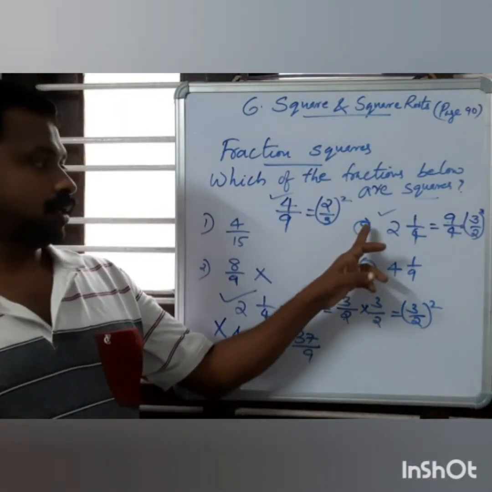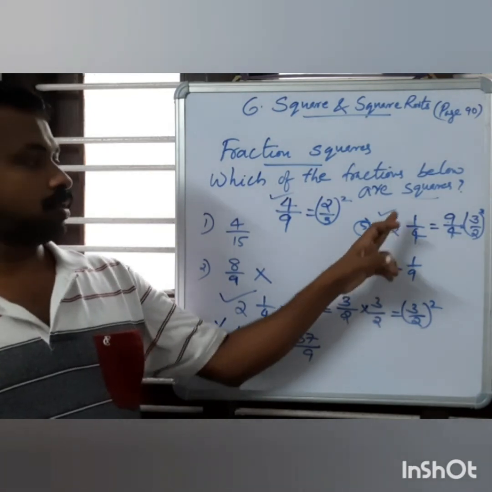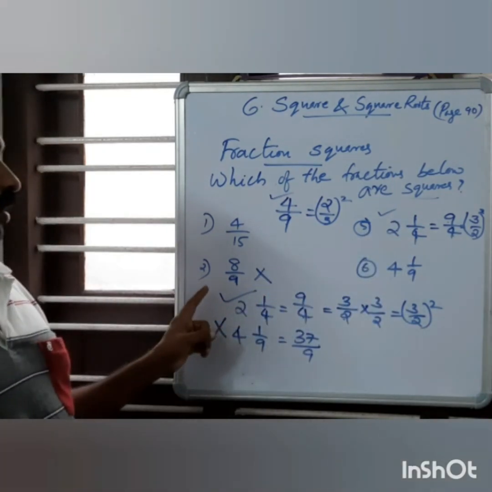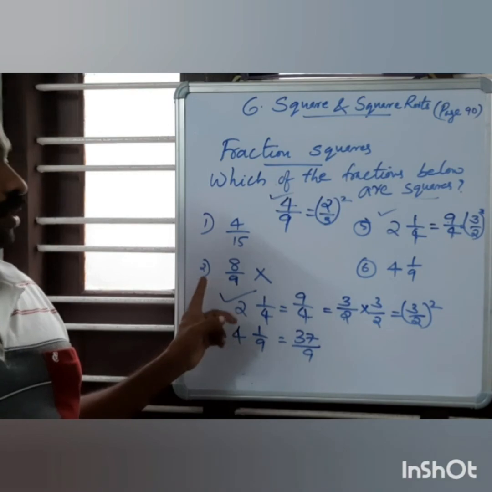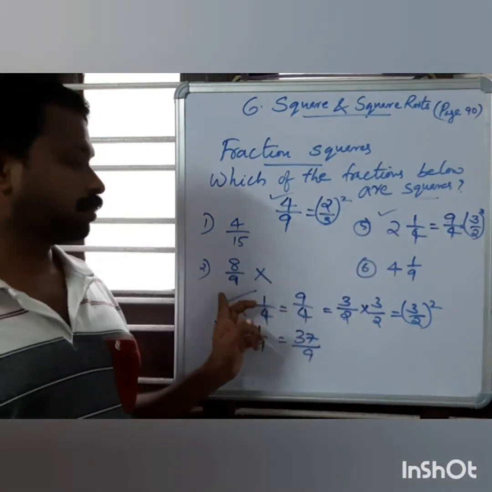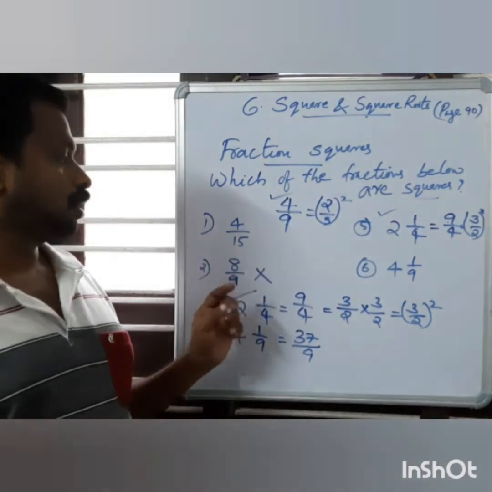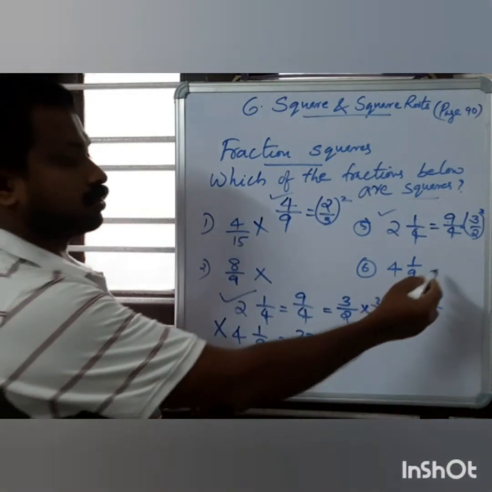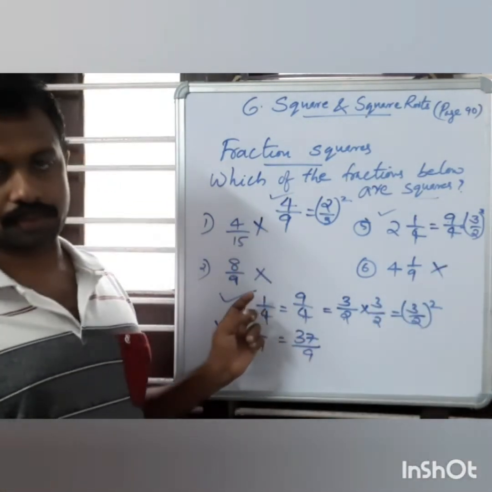So in this answer there should be only two answers. 2 1 by 4 and the previous one, 16 by 25. These are the two answers we are getting as perfect squares. Others are not perfect squares. This is also not a perfect square.